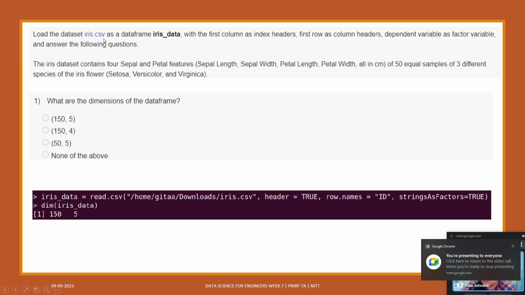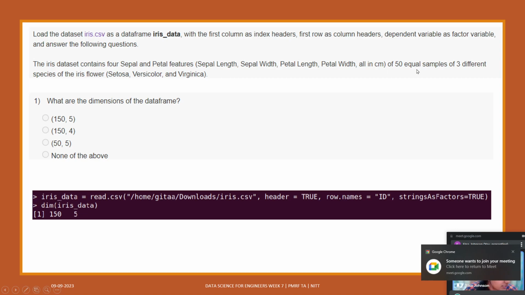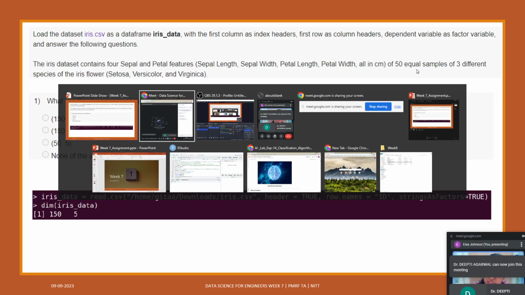So the first question is to load the dataset iris.csv as a data frame iris_data with the first column as index headers, first row as column headers, dependent variable as factor variable, and answer the following questions. Okay, so the iris data, as you can see, contains 4 sepal and petal features and 50 equal samples of 3 different species of iris flowers. We'll just move on to the RStudio implementation.